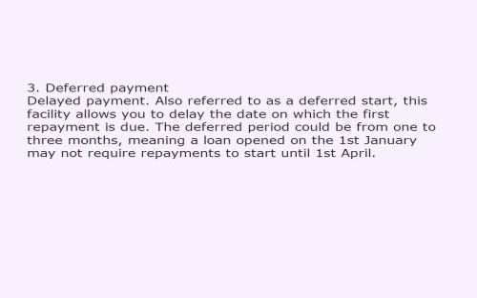3. Deferred payment. Delayed payment. Also referred to as a deferred start, this facility allows you to delay the date on which the first repayment is due. The deferred period could be from 1 to 3 months, meaning a loan opened on January 1st may not require repayments to start until April 1st.